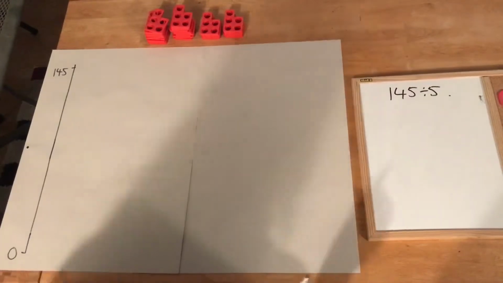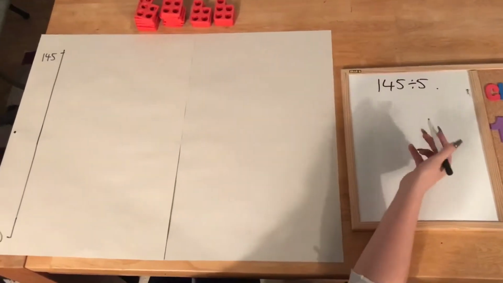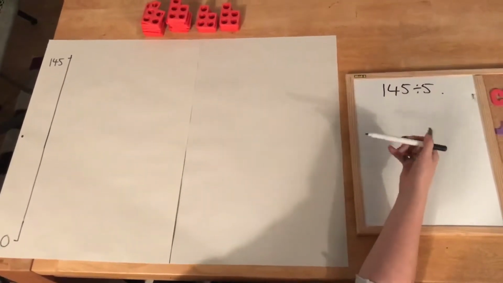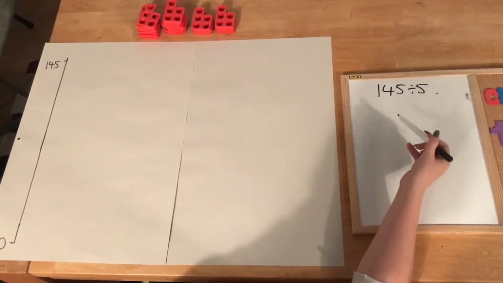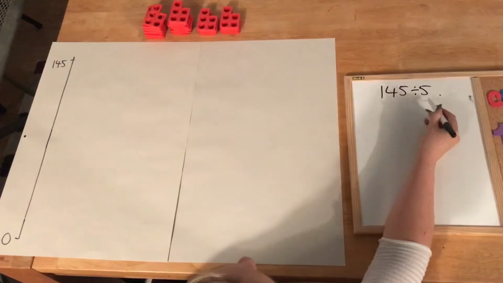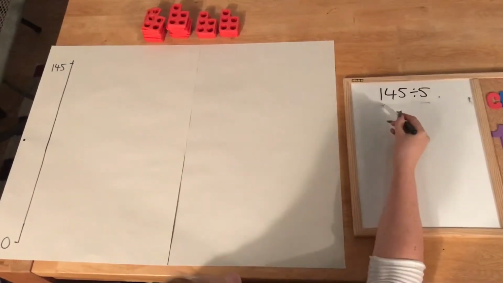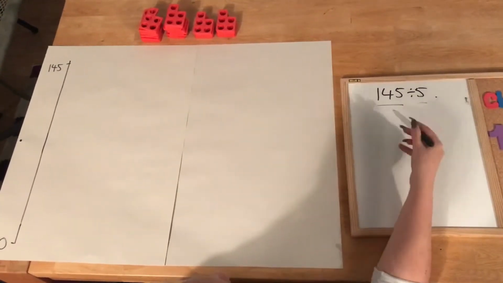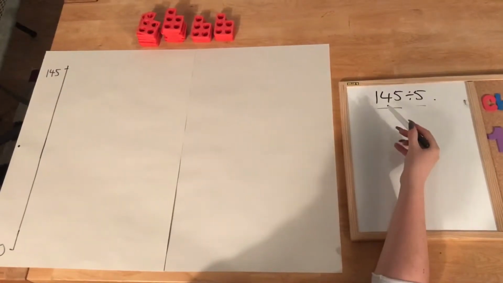So first we are encouraged to think about what the question is asking us. So through this method as inverse of multiplication, we interpret the question as how many groups of 5 are there in 145, or how many groups of 5 can we make from 145.